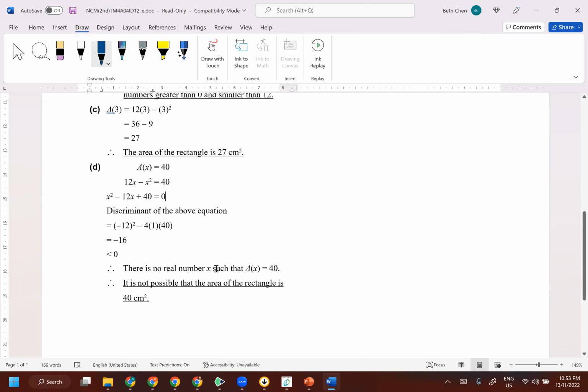Forgive my language. Sometimes I don't say the standard language. Nothing satisfies means there is no real number x such that the equation holds. Therefore, it's not possible.